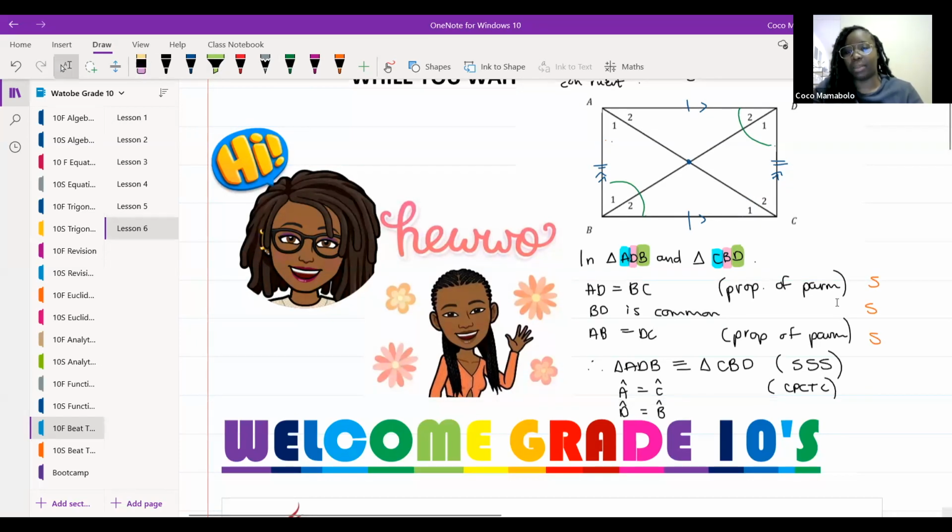Equal. That's it. They will also be equal. Good. So if D is equal to B, that means that angle A will also be equal to angle C. And this comes from the properties of a quadrilateral. What do we know about the interior angles of a quadrilateral, guys? How much do they equal?